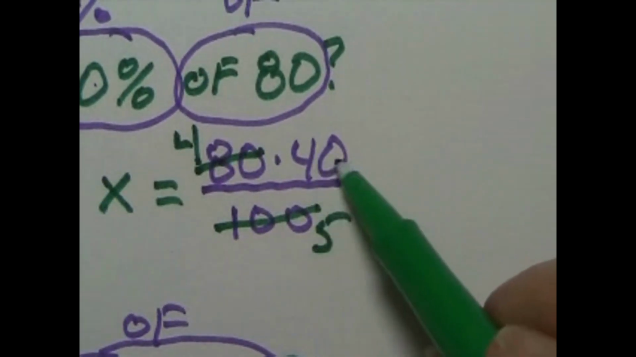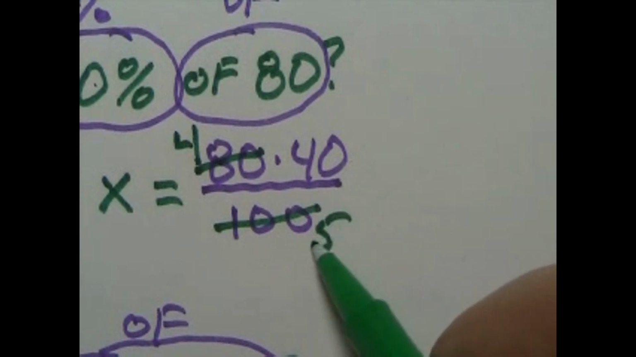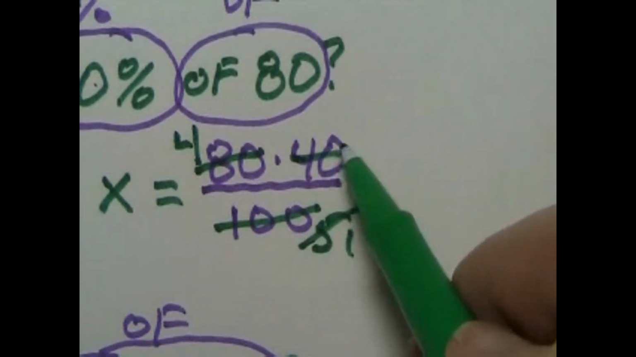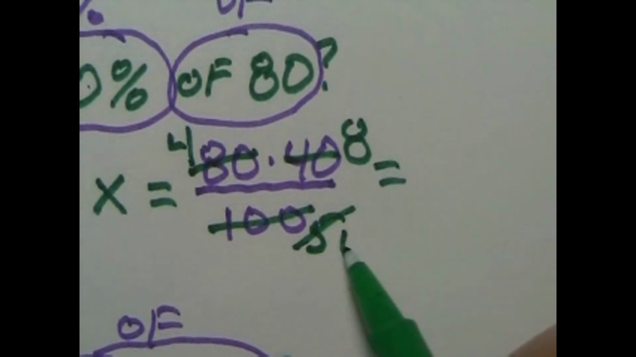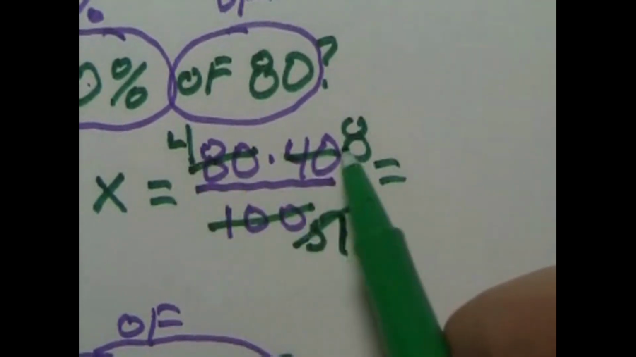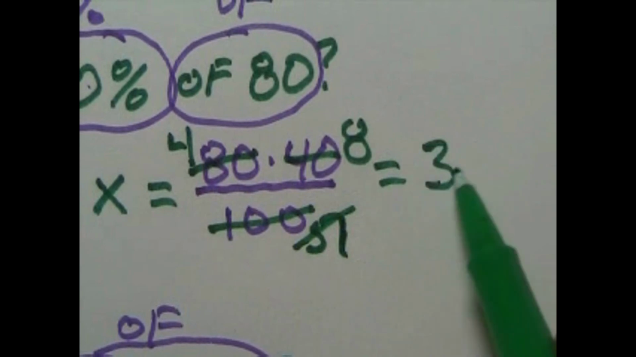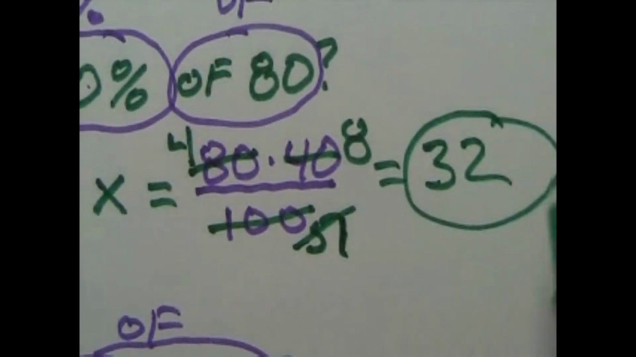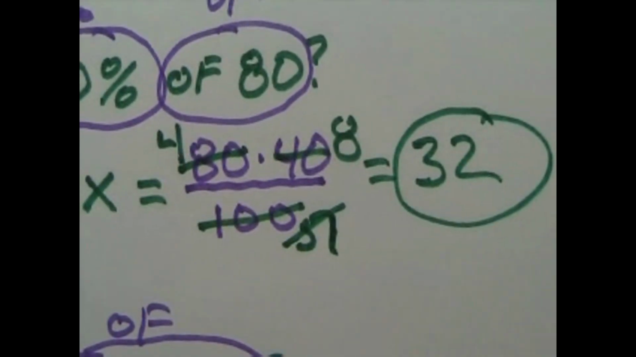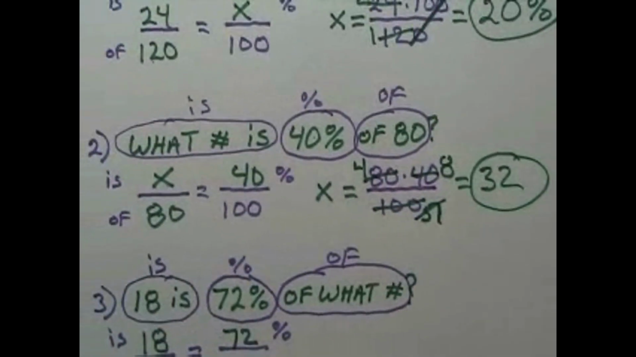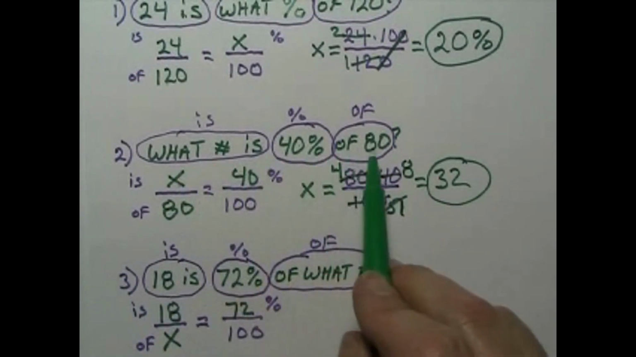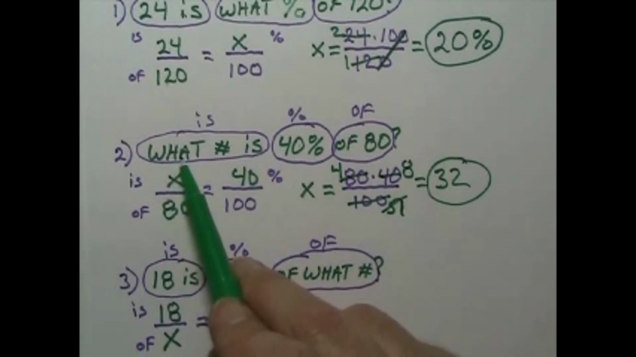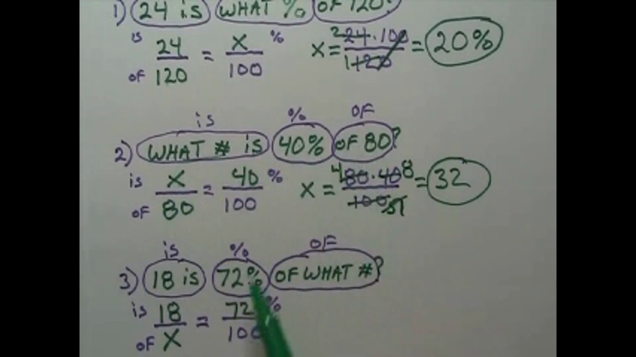Now I can do 5 into 40. 5 goes into 5 once, and 5 goes into 40 8 times. So now this is a 1 down the bottom, and then 4 and 8. 4 times 8 is 32. Now let's see if it makes sense with the question. The question is, what number is 40% of 80? 32. 32 is 40% of 80.